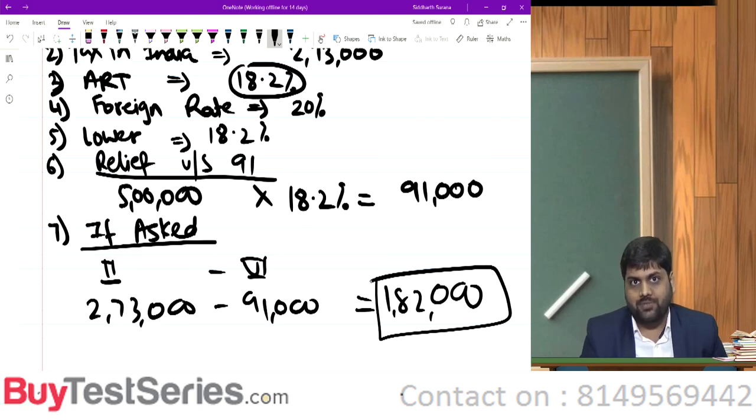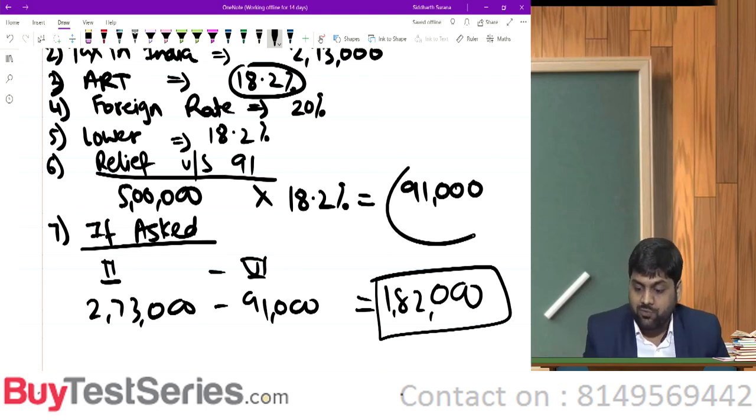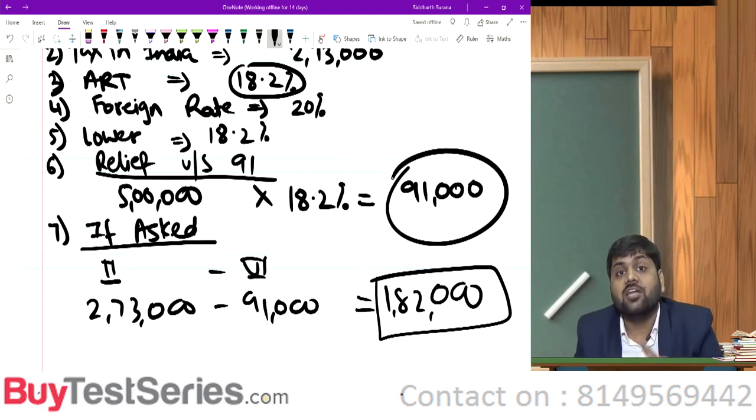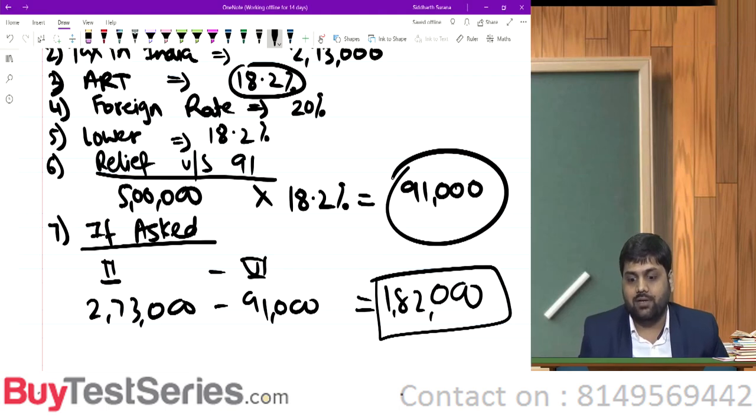What will be my wrong options? Not 10 crore, 20 crore or 30 crore, otherwise everybody knows that 182 is the answer. My options are going to be: option 1, 5 lakh into 18.2. This is my option. That's correct for relief but incorrect for final tax liability.